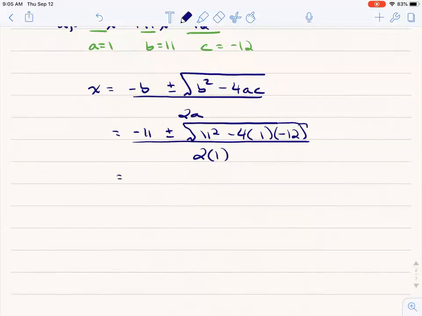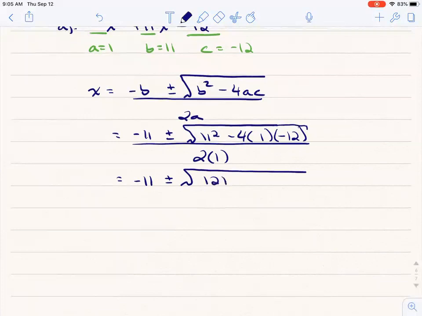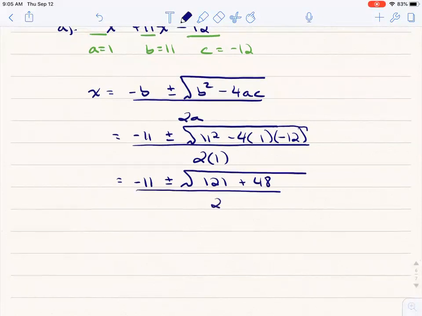So simplifying a little bit, we've got negative 11 plus minus, and then in the square root, we've got 121 plus 48, divided by 2.